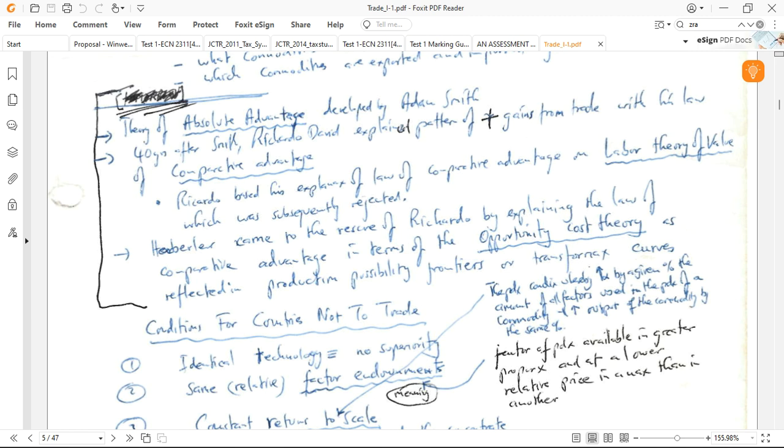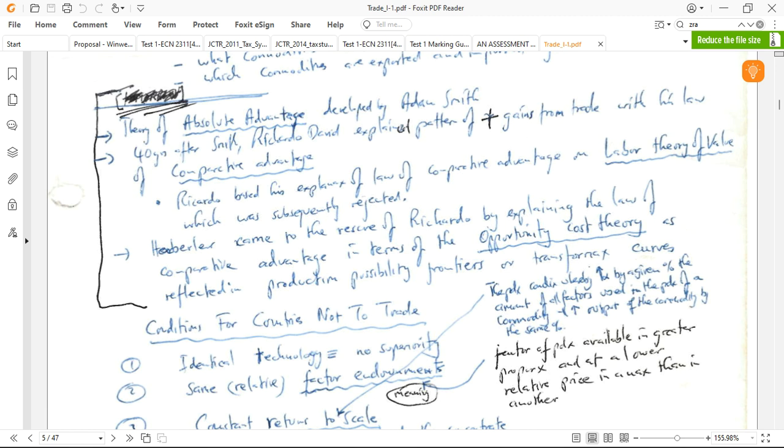Could you kindly repeat on constant returns to scale? Constant returns to scale. So you and I are into production. Let's say we're producing fritters. Okay, and let's say that we are competing. Okay, we're competing for a buyer somewhere.